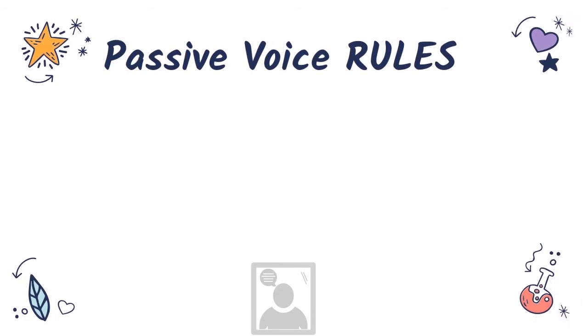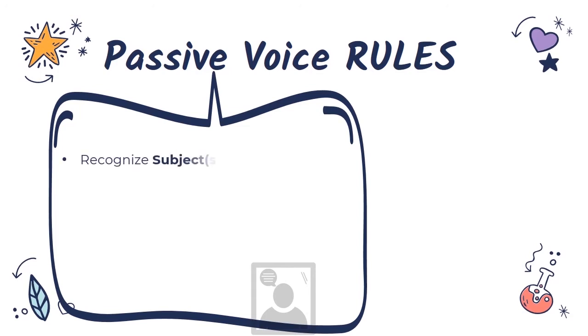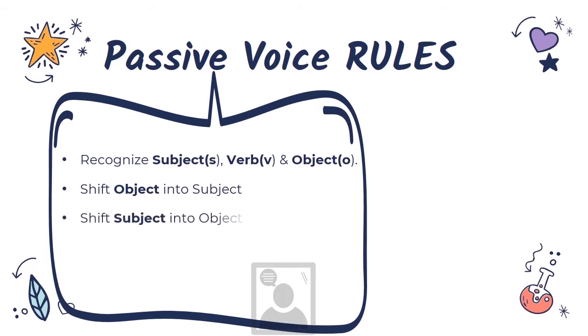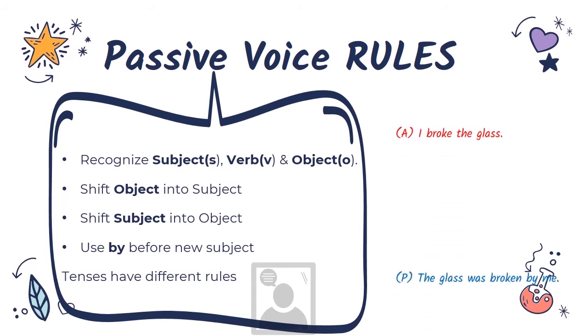Let's discuss some rules. There are some general rules. Generally speaking, first of all, after looking at sentences, we have to recognize what is subject, what is verb, and what is object. Then we have to shift object into subject. Then shift subject into object. We have to use "by" before the new subject. And tenses, I mean verbs, have different rules. So in active voice and passive voice, we can see these general rules.